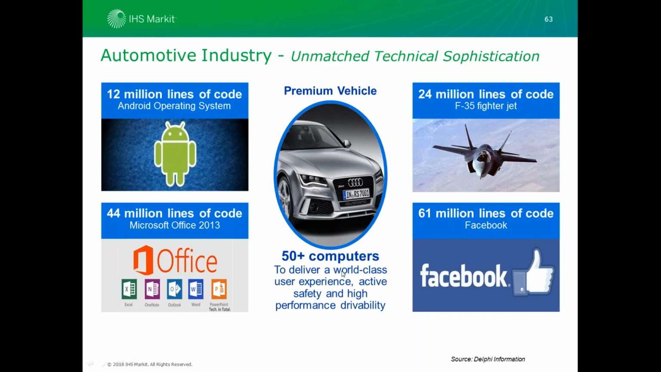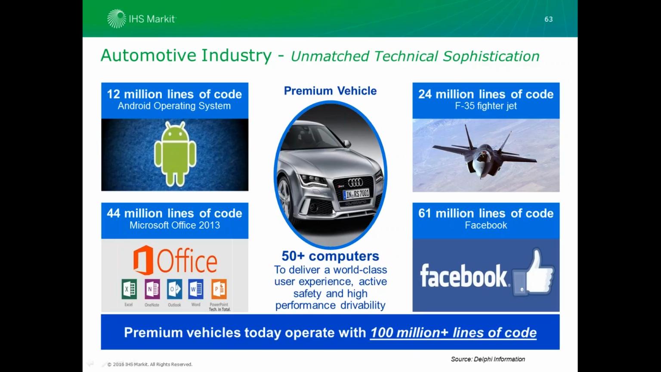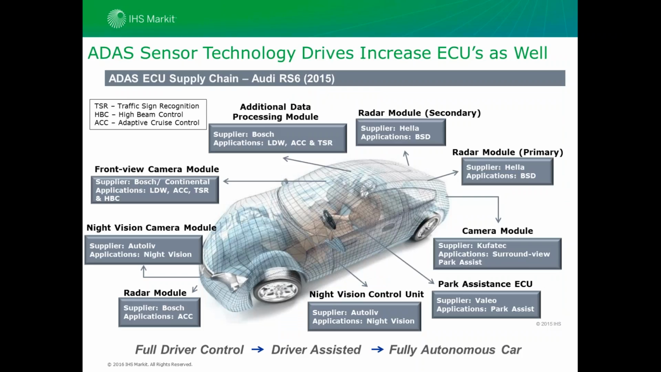But on our vehicles today, on these premium type vehicles, they operate with 100 million lines of code. So this electrification, this new generation vehicle are on the road today, and something the aftermarket needs to be ready to repair. And all of this is supporting these new ADAS systems, these advanced driver assistance systems.